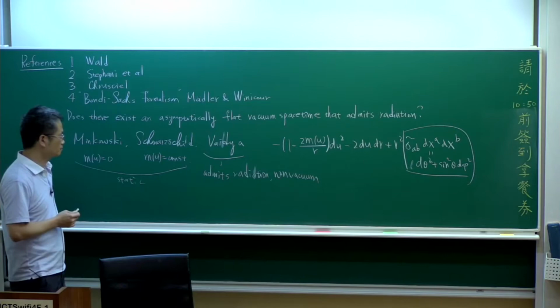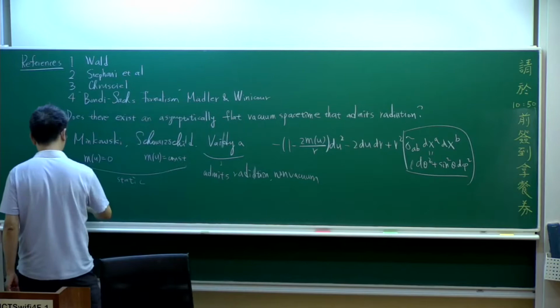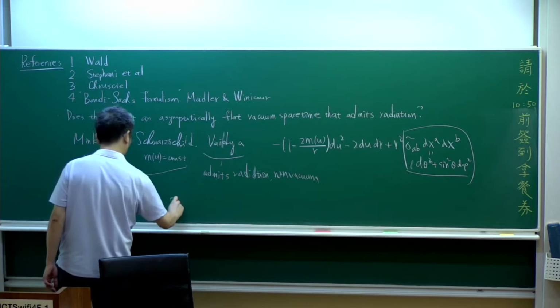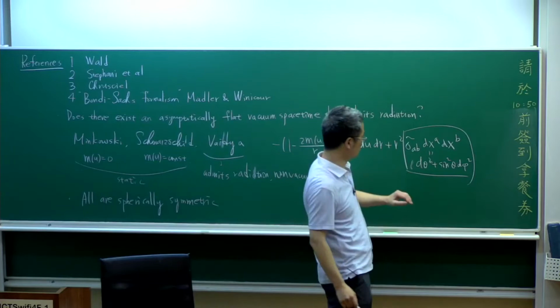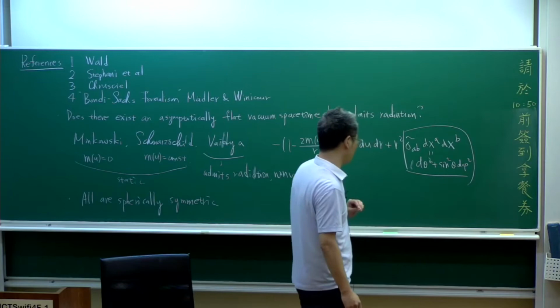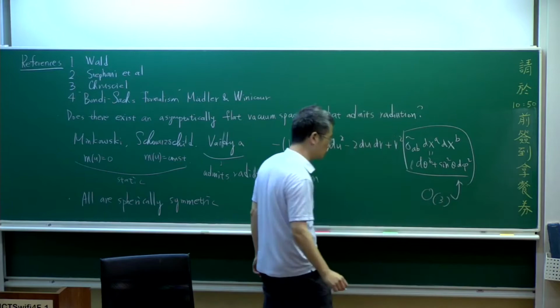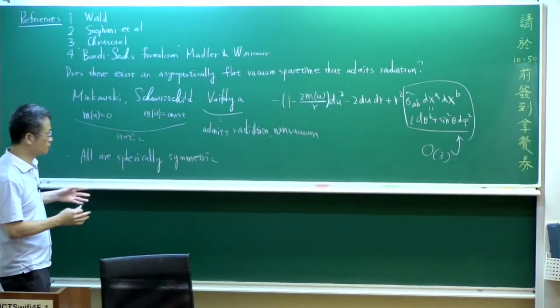And all these space-times are actually spherically symmetric, because this part here is the round metric on a unit sphere. So there's this group O(3) that acts on this part here. So this is a spherical symmetry. And of course, spherical symmetry is much easier to deal with.